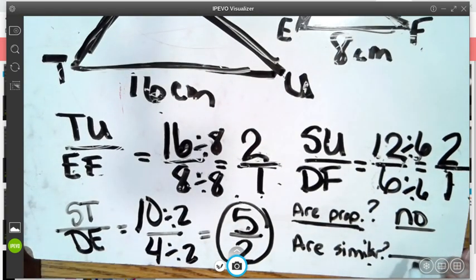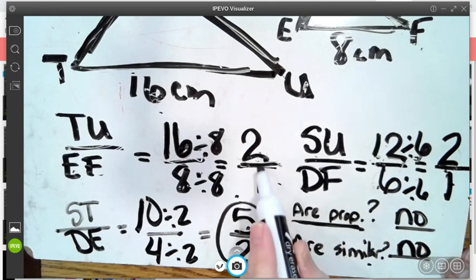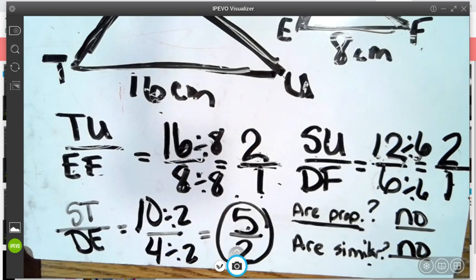So are they similar? No, they're not. They would have to be proportional to be similar. So hopefully this helps you out.